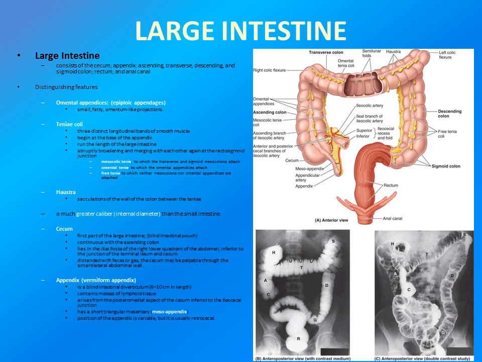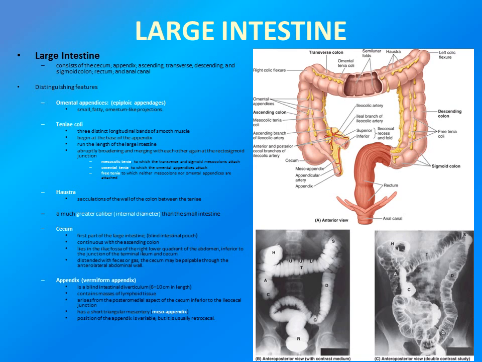They are small, fatty-like omental projections. Taeniae coli are also observed on the walls of this thick tube. There are three of them: the mesocolic taenia, the omental taenia, and the free taenia. These three distinct bands of smooth muscle all begin at the appendix, and they run the length of the large intestine.